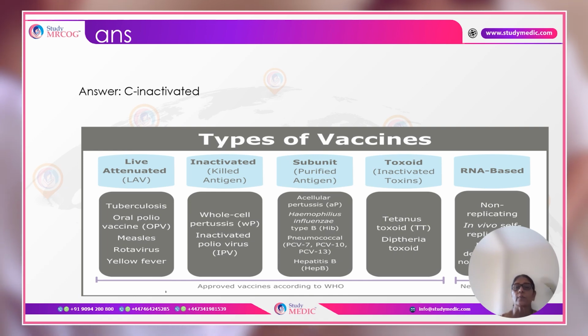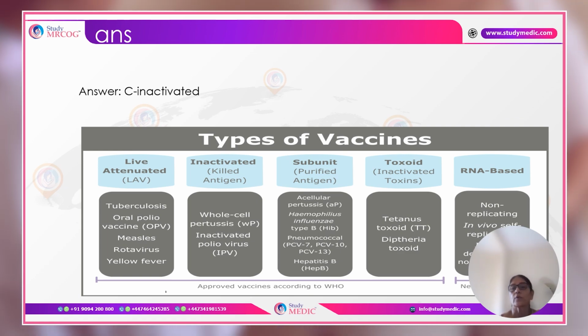You have to know about other types of vaccines also. Live attenuated vaccines include the vaccine for tuberculosis. Oral polio vaccine is another one which is live attenuated. Also measles, rotavirus and yellow fever. All these live attenuated vaccines are contraindicated in pregnancy. Then inactivated or killed antigen vaccines. You have the whole cell pertussis and the inactivated poliovirus vaccine. Inactivated or killed ones are safe in pregnancy.